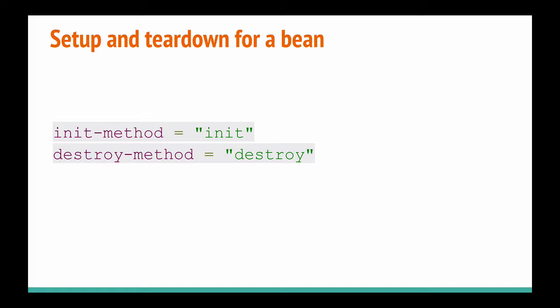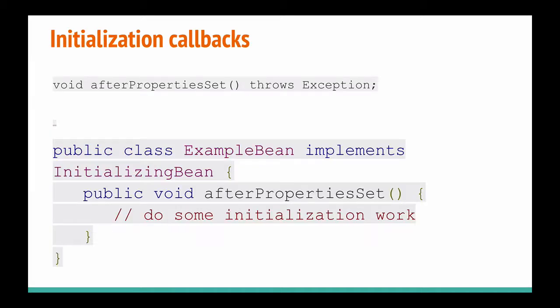parameters. The init-method attribute specifies a method that is to be called on the bean immediately upon instantiation. Similarly, destroy-method specifies a method that is called just before a bean is removed from the container. Next, let's look at the initialization callbacks.